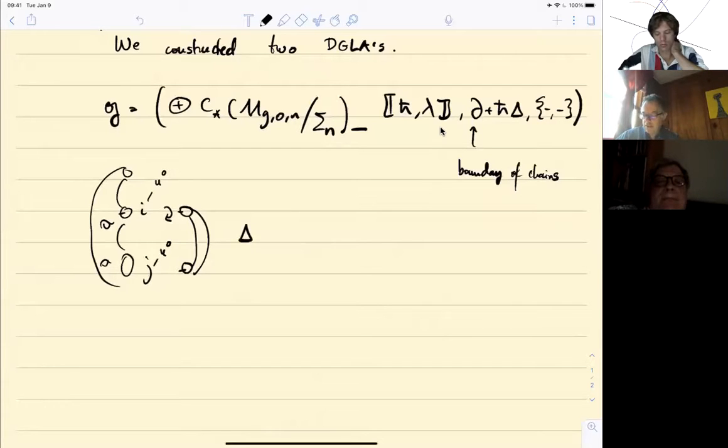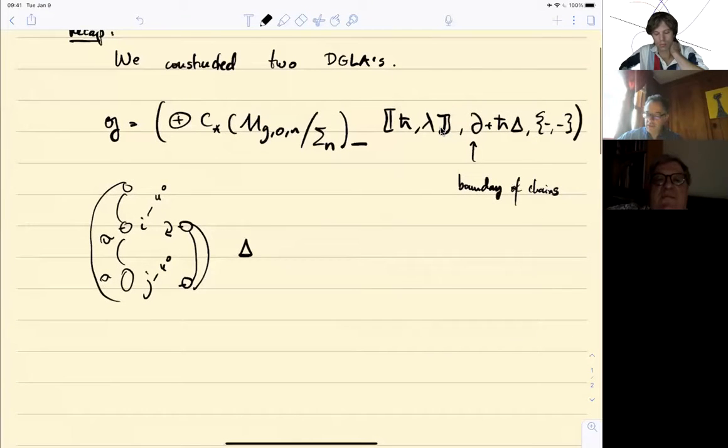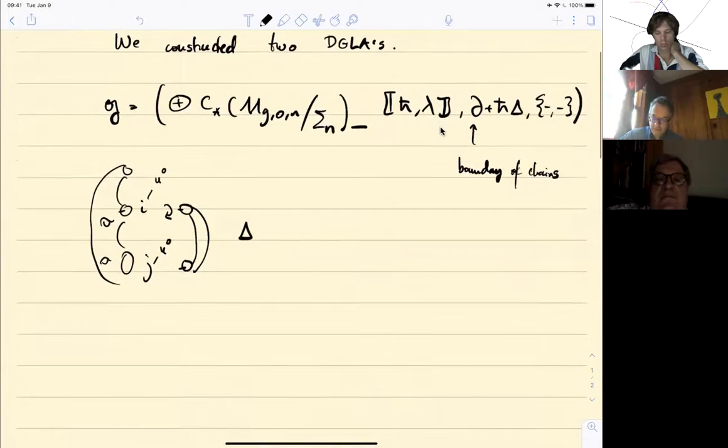And the bracket is very similar. I'm just sewing two outputs of two different surfaces. So I'm not doing self-sewing between two outputs, but I'm doing one output on one surface and one output on the other, and I'm doing this operation of twist sewing. So that's one DGLA constructed from chains on moduli spaces.